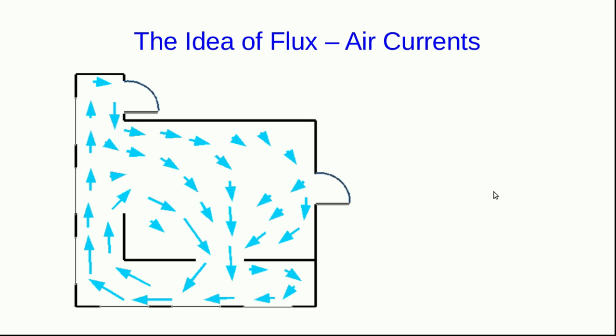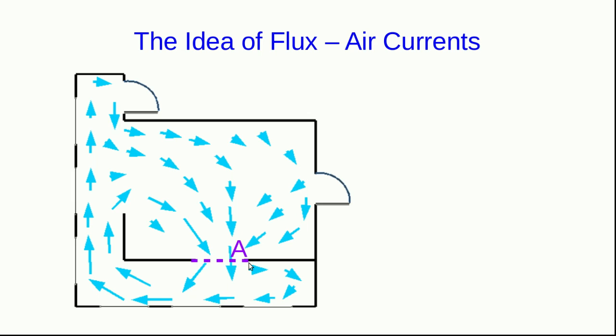So here is a floor plan of a house. You can see some doors and windows, and these are velocity vectors of air currents. And as an engineer designing, say, the ventilation system of the house, you might be interested in the rate at which the air is flowing through this doorway.